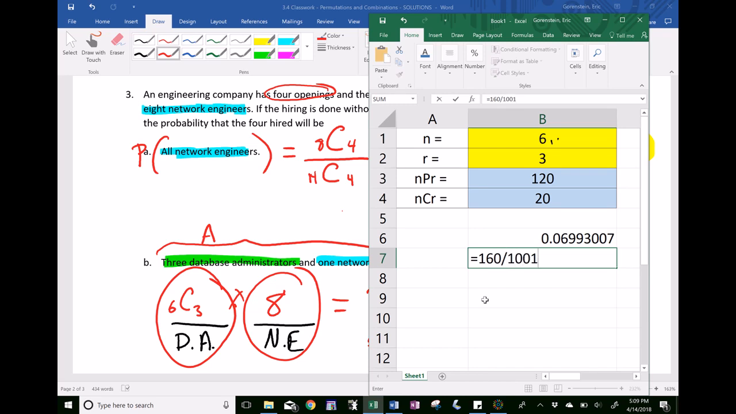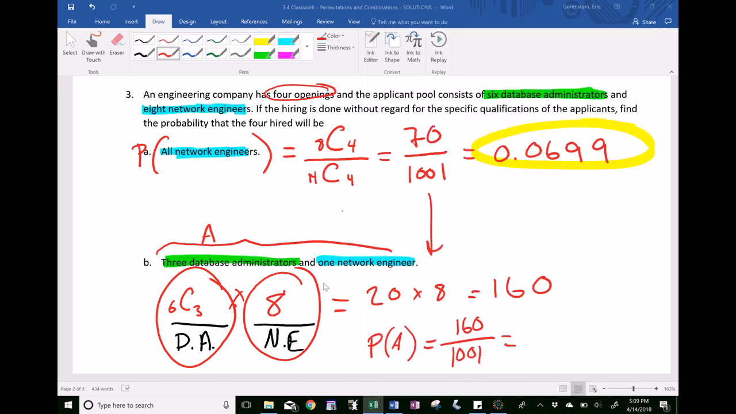160 divided by 1001. 1598. Okay, sounds good. 0.1598. All right, that does it for this one.